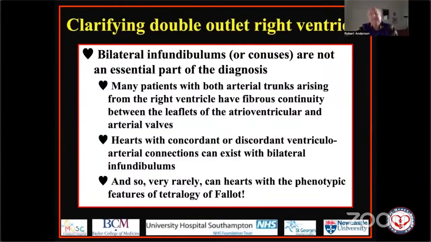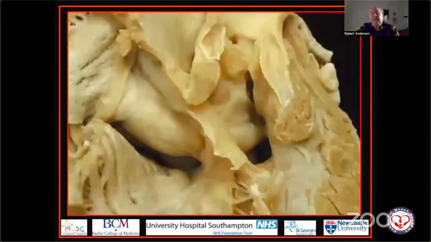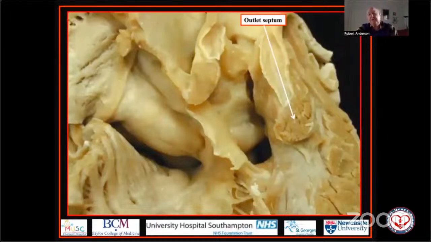But I'd like to emphasize to you that one of the reasons for using this criterion, bilateral conuses, was to distinguish between double outlet and tetralogy. What we're going to show you is that they can coexist. And indeed, very rarely, as you see here, we can find patients with phenotypic features of tetralogy. Here you see the phenotypic features of tetralogy.